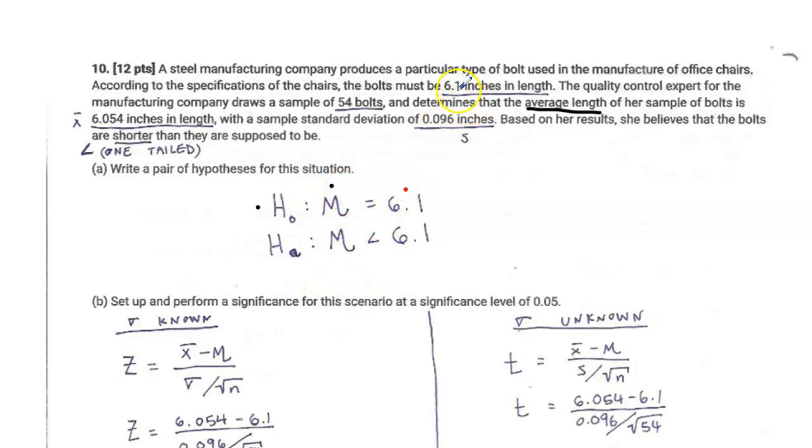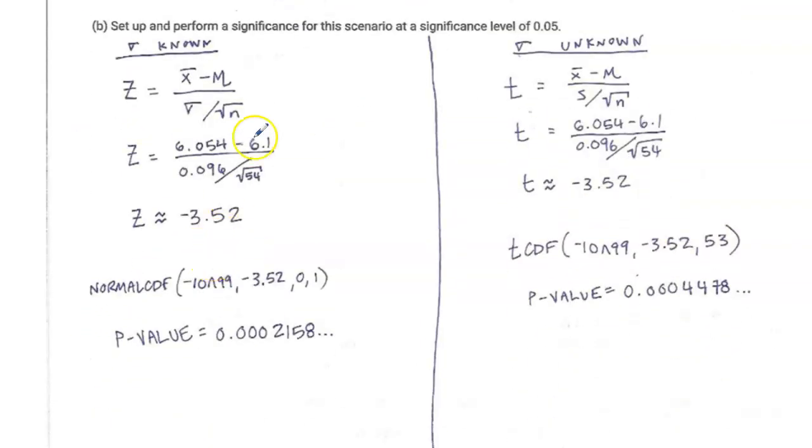6.1 is the accepted value. It says the bolts have to be 6.1 inches in length. That's the thing that we're accepting. And we're using less than here because she believes that the bolts are shorter than they're supposed to be. Shorter means less than.